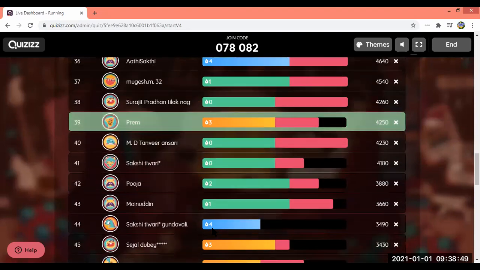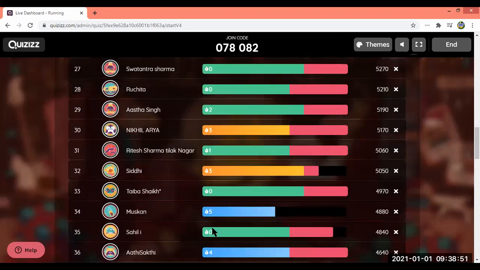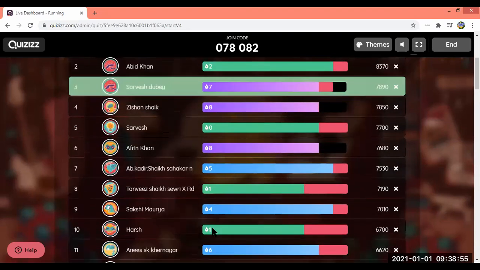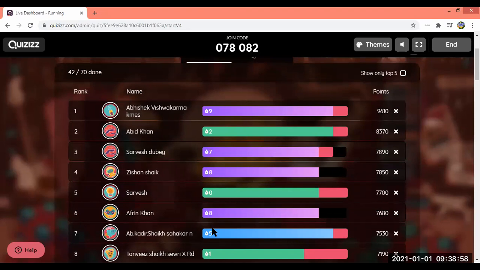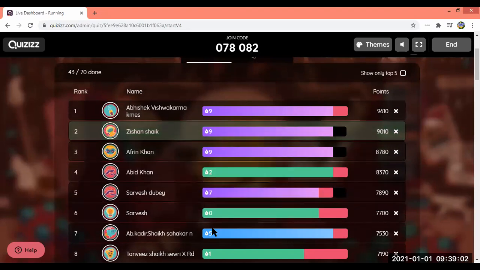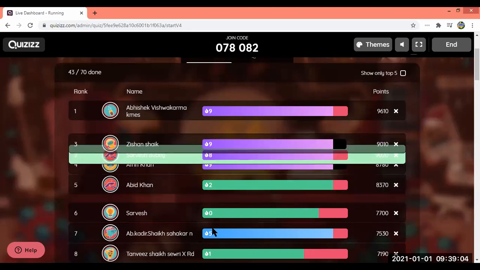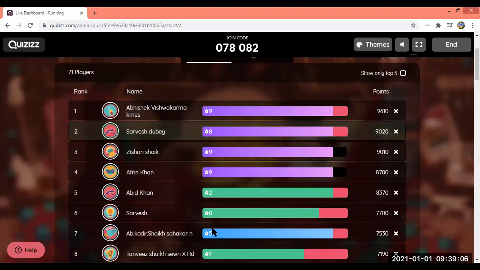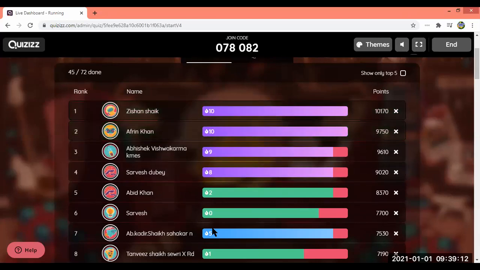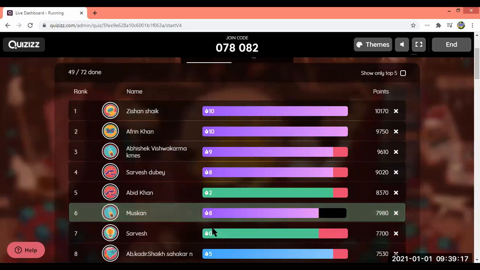Okay, let me check once again. Muskan has all correct so far. We will wait for another minute. Jishan is doing great, all correct so far. Afreen Khan, yes, very good. And I guess two of you may get 100%. Okay, fantastic. Two of you have got 100%. Very good, Jishan Sheikh and Afreen Khan.